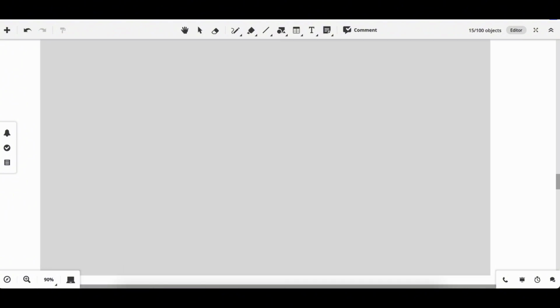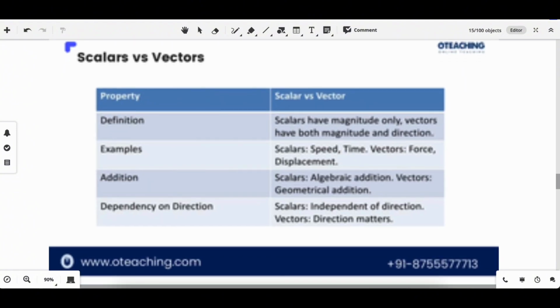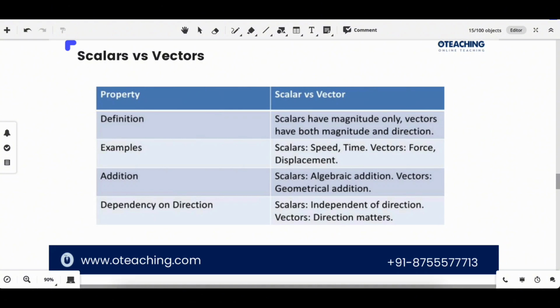Now, then we come up, what are the differences? See, when you talk about certain quantities, it is important that you understand what the differences between the two are. For an example, if I talk about scalars and vectors, scalars have only magnitude, vectors have magnitude and direction. What are the examples of scalars? Speed, time. Vectors are force, displacement, and these are not only these examples. There is a wide list of examples of quantities which could be considered as scalars and which could be considered as vectors.